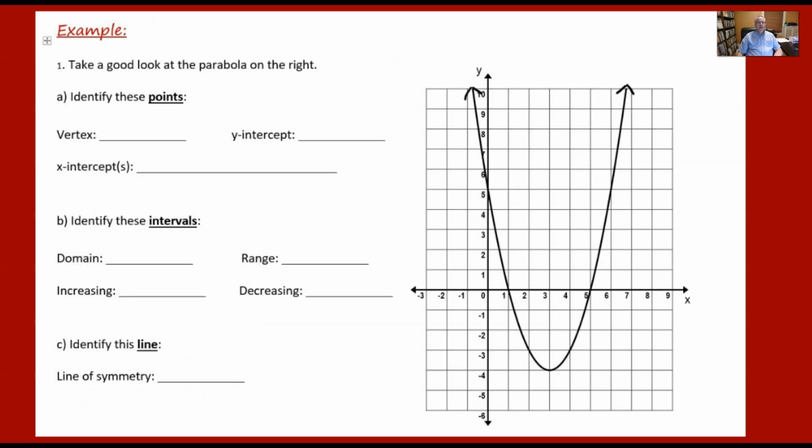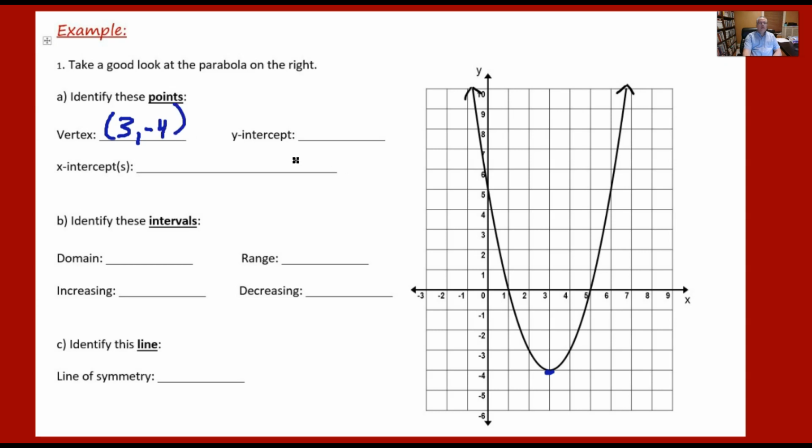All right, this is our last example. We want to quickly talk about a couple other things here. But first, we'll identify these points. So this is getting kind of old news here with the vertex. X equals 3, y equals -4.